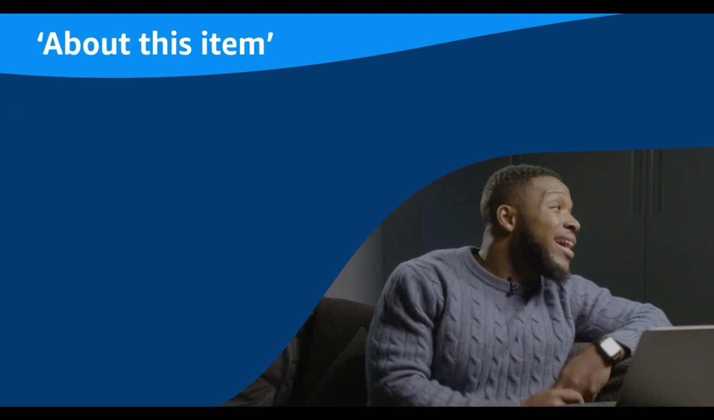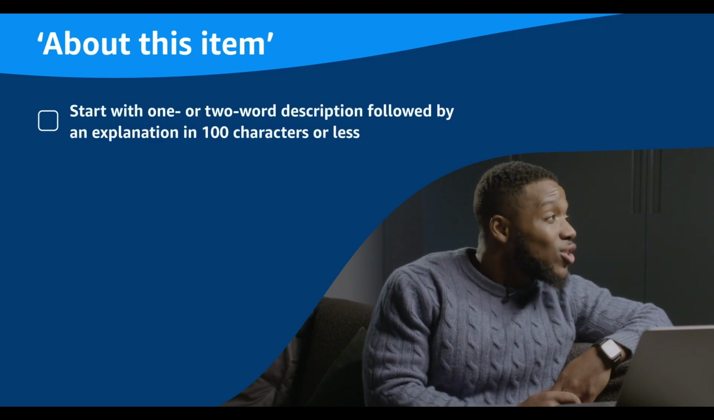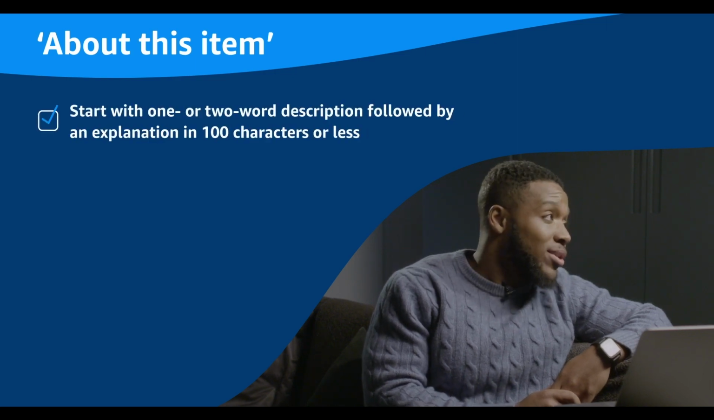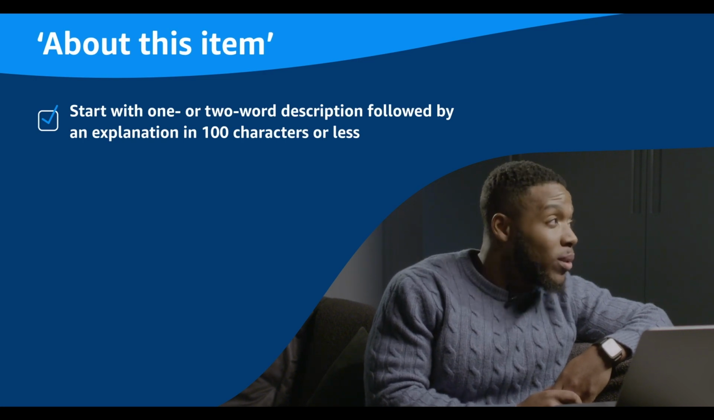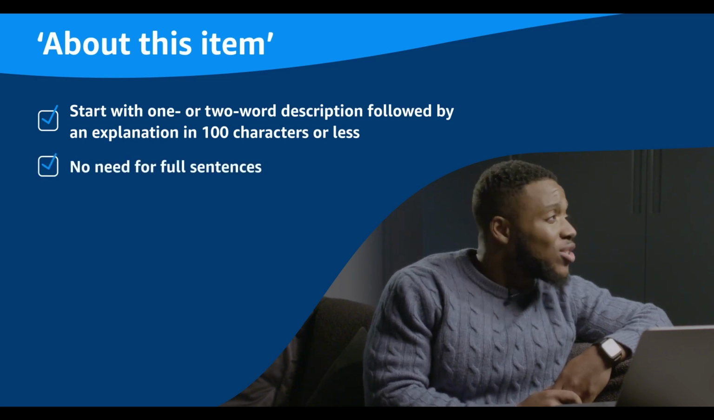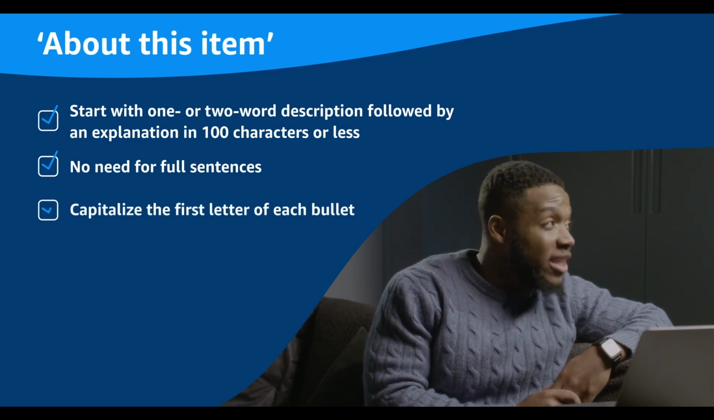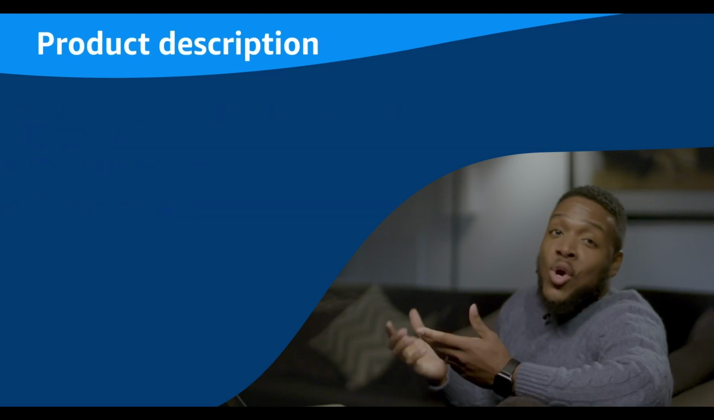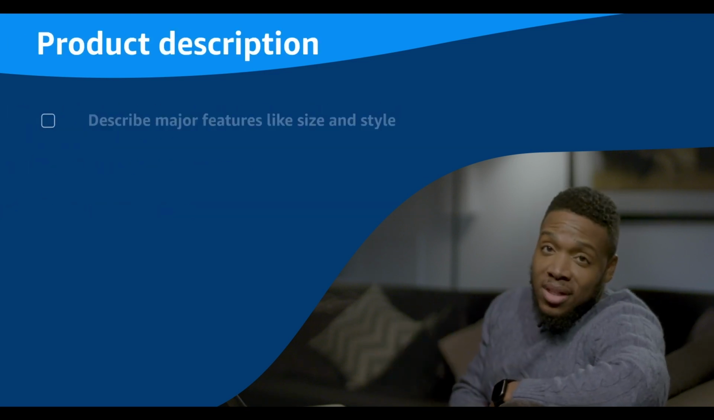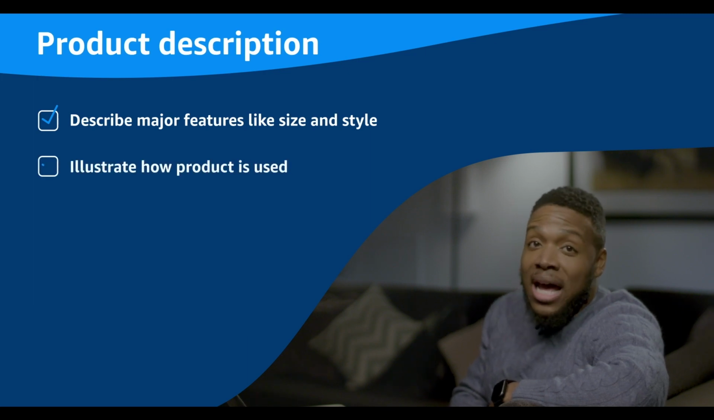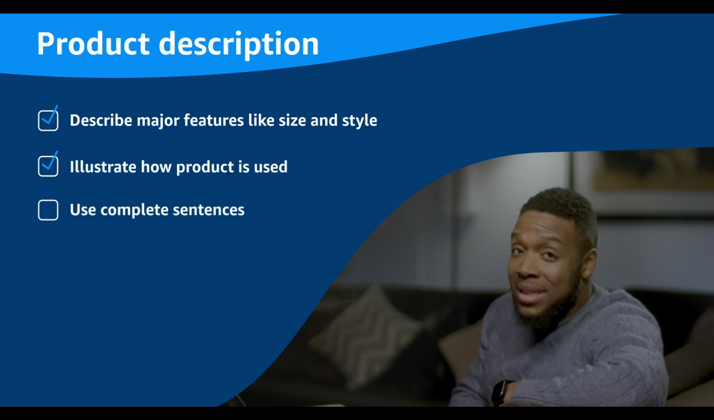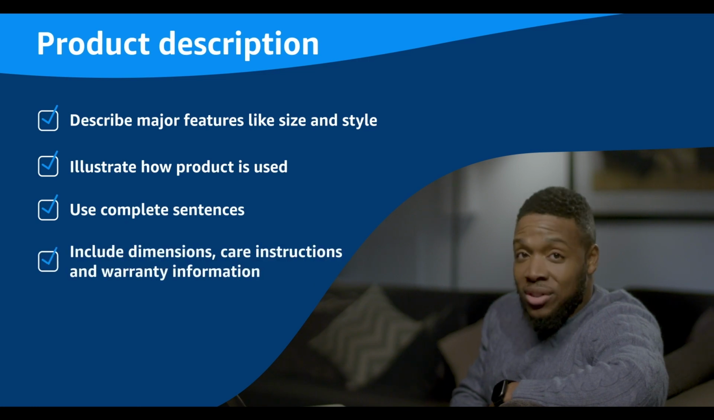When creating About This Item bullets, start with a 1 or 2 word description. Then, offer an explanation in 100 characters or fewer. Use fragments. There's no need to write full sentences. And capitalize the first letter of each bullet. Finally, when writing a product description, describe major features like size and style, and illustrate how the product is used. Use complete sentences and include dimensions, care instructions, and warranty information.